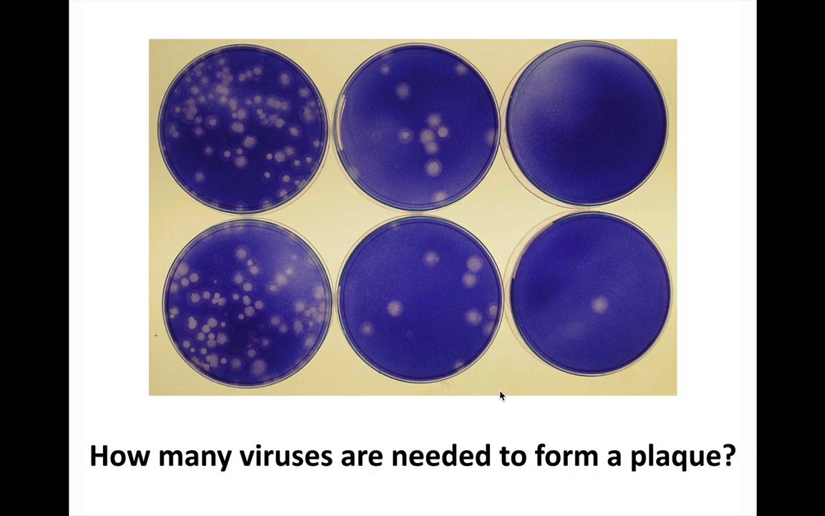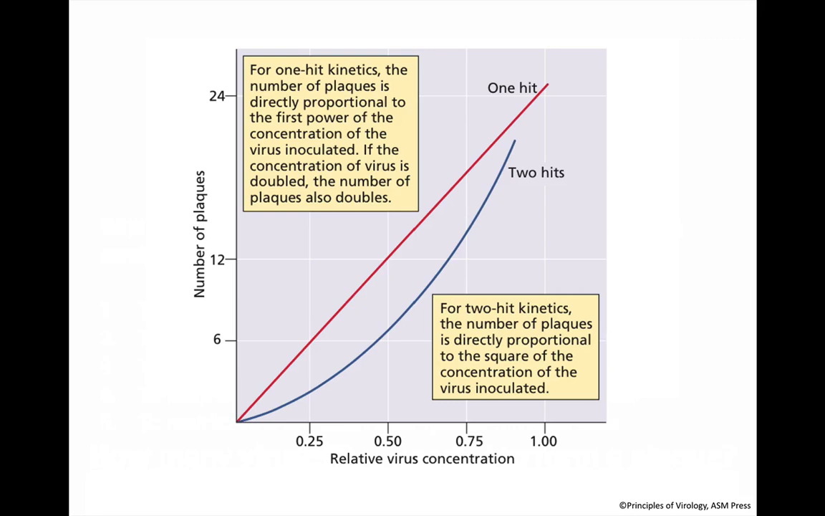Now, back when I told you that Renato Dulbecco had developed the plaque assay for animal viruses, in the title of his paper it said one virus forms a plaque. So let's figure out how he figured out how many viruses are needed to form a plaque. And the experiment to do this is pretty simple. You just do a dose-response curve. You make dilutions of virus, which are plotted on the x-axis. You do a plaque assay, and then you count the number of plaques, and you plot them on the y-axis.